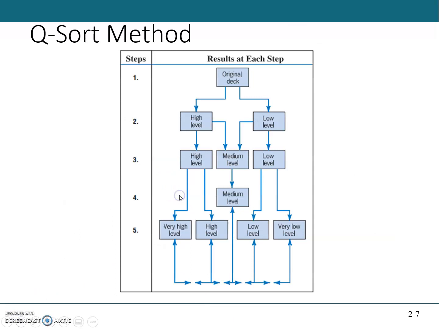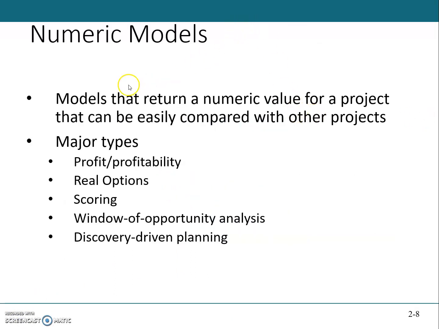Okay, so let us consider the numeric models. These are the models that return a numeric value for a project that can be easily compared with other projects. So their major types are profit or profitability types, real options, scoring, window of opportunity analysis, and discovery driven planning.